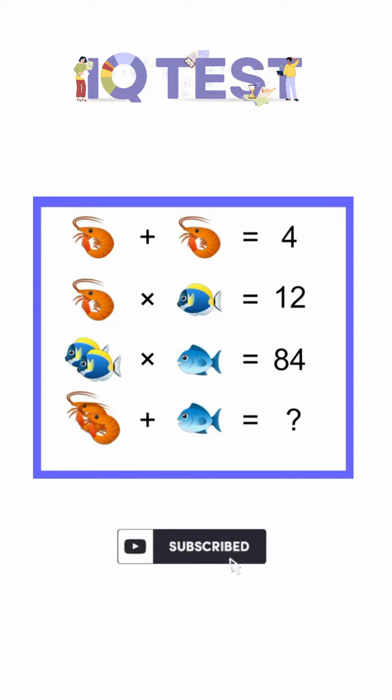So who has the answer for this one? We have a shrimp plus another shrimp. That will give us 4. Shrimp multiplied by the blue fish will give us 12. 2 blue fish multiplied by 1 light blue fish will give us 84. So we have to find 2 shrimps plus the light blue fish. So what is our answer? Anyone to give us an answer?